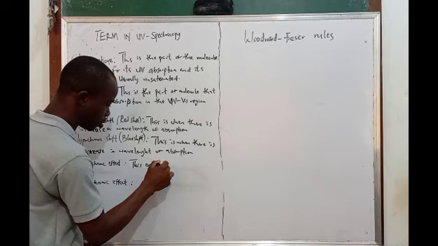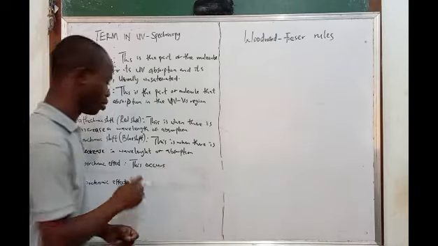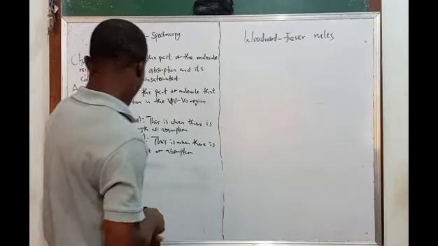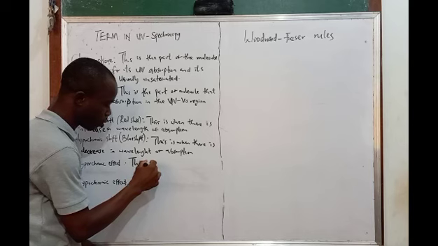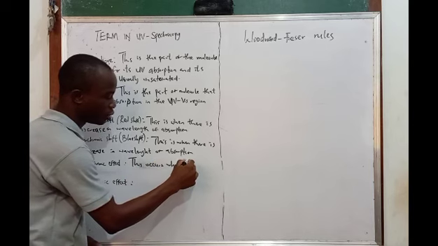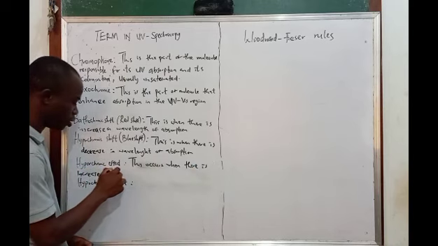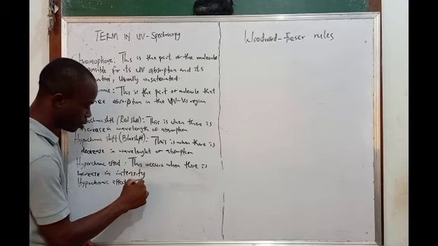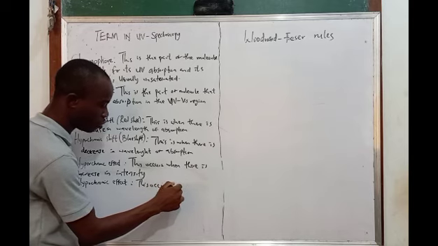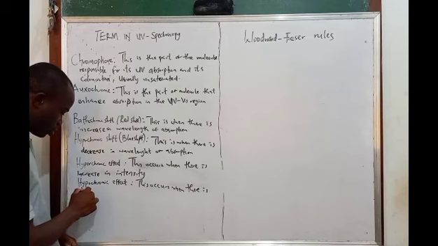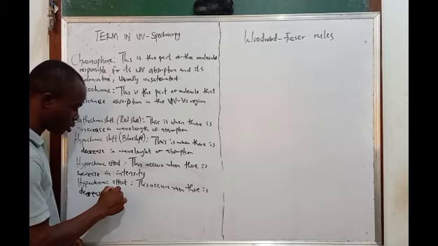The hyperchromic effect occurs when there is an increase in intensity. The hypochromic effect occurs when there is a decrease in intensity.